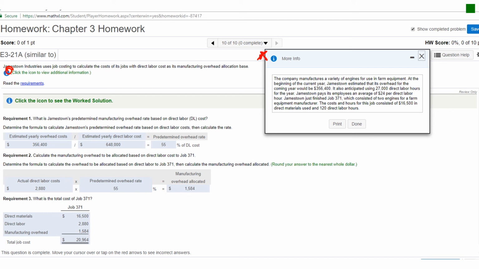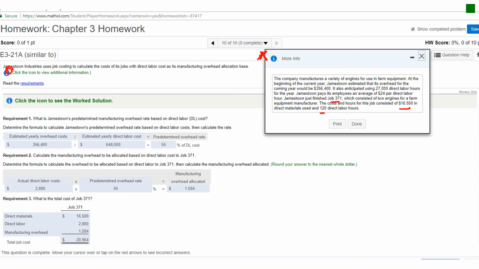They're going to use 27,000 direct labor hours. It says they pay their employees about $24 per hour. They just finished a job, 371, which consists of 2 engines. It says the cost and the hours of the job consisted of 16,500 in direct materials and 120 direct labor hours.